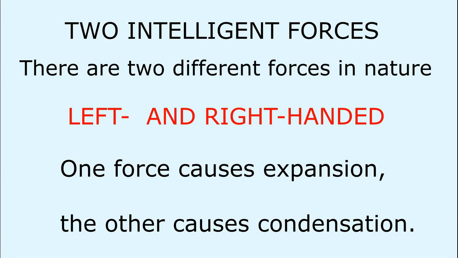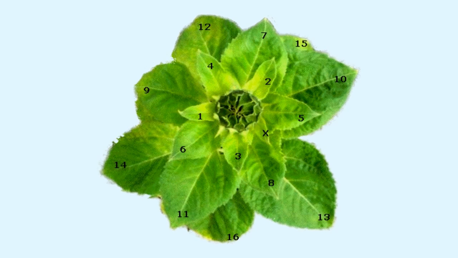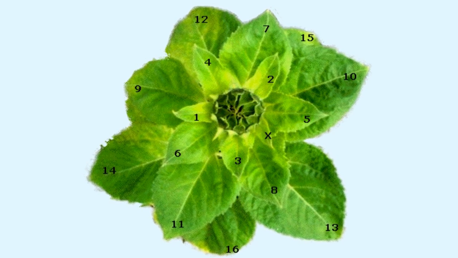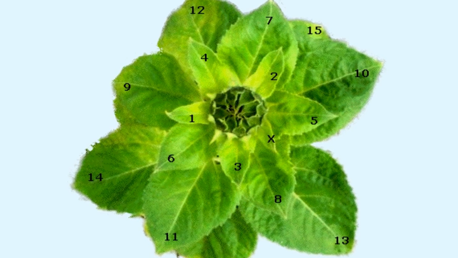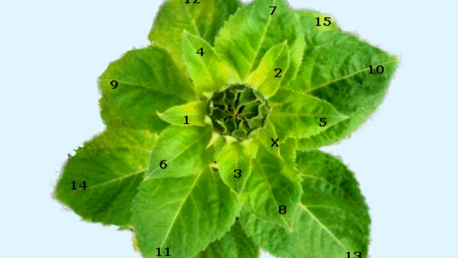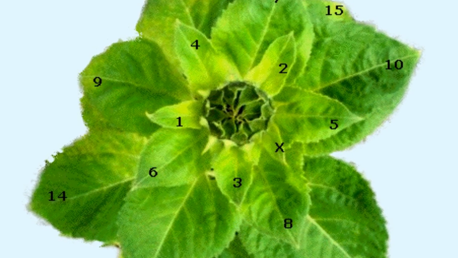So, there are two intelligent forces in nature because at all levels two types of spirals are found. One produces a vortex counterclockwise and another causes a vortex clockwise. We can also say one force brings about expansion and the other force causes condensation. One force enables the plant to wind itself out of the soil, the other force to produce flowers and seeds in such a way that all natural shapes are formed.